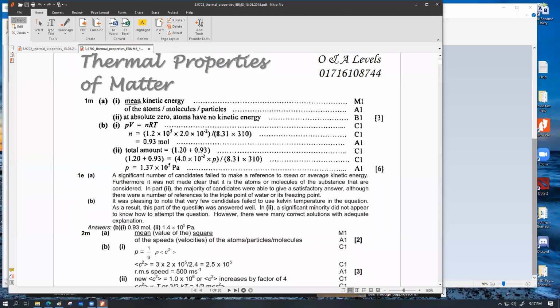It was pleasing to note that very few candidates failed to use Kelvin temperature in the equation. Double negative. As a result, this part of the equation was answered well. A significant minority did not appear to know how to attempt the question. However, there were many correct solutions with adequate explanation. Makes sense.